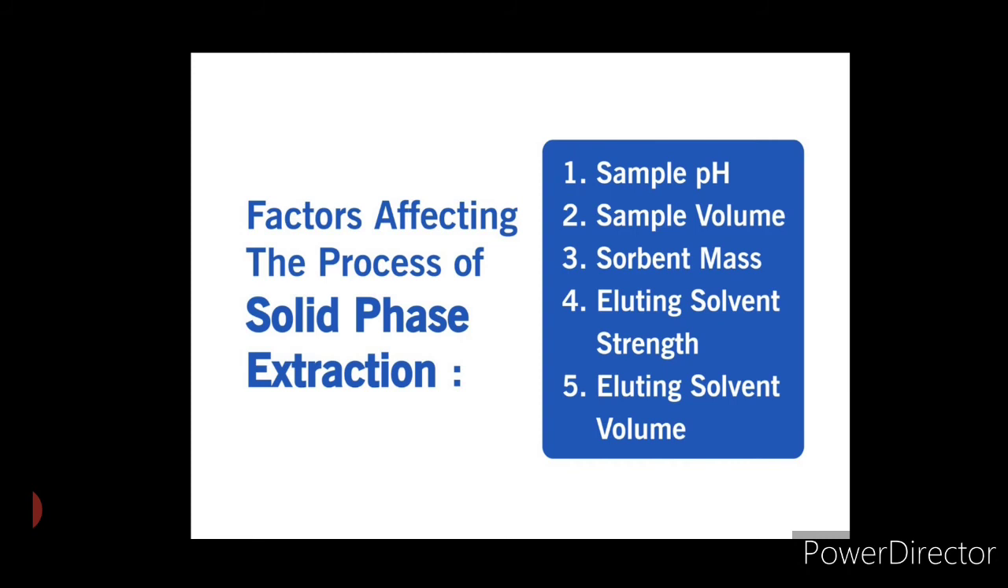Fifth and last factor, eluting solvent volume. A small amount of solvent that produces efficient recovery is generally used to produce a good degree of sample concentration. Desorbing the sample with a large volume of a solvent of lower eluting strength, rather than a smaller volume of a solvent of stronger eluting strength, leaves contaminants on the sorbent as the analyte is recovered.